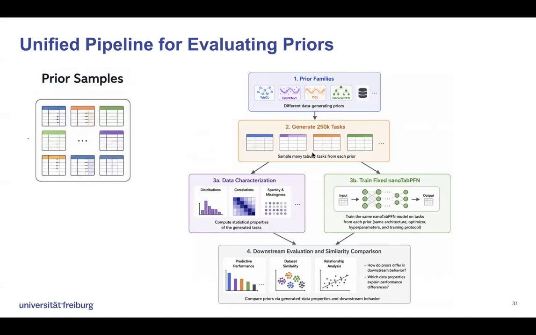And then they looked at two things. The first is characteristics of the data, where they essentially computed a vector of meta features that they decided on. And the second is the downstream performance of how does nanoTabPFN perform after training on data from that prior. And once they had this, they could take a look at what priors are similar, what priors cause similar downstream performance. Can you maybe see that data similarity implies downstream performance similarity?